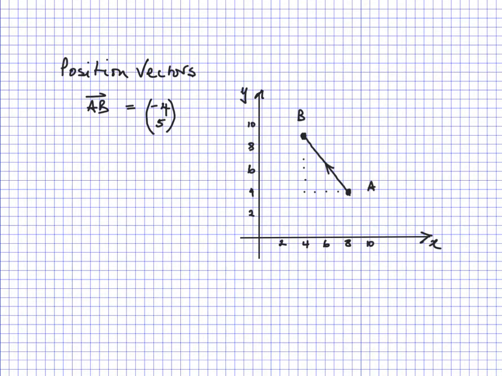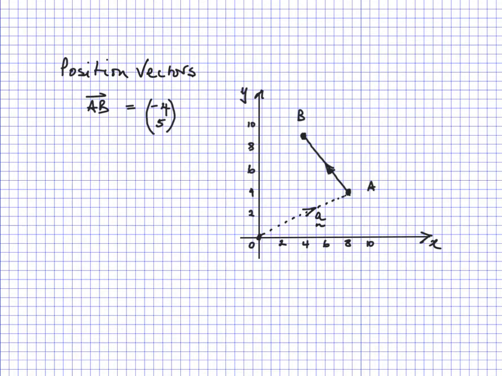Now, it's not always convenient to draw a diagram and to proceed in that fashion. So what I want to do now is to consider another way of working out the components of the vector AB. I'm going to mark the origin O, and I'm going to draw a dotted line from the origin to the point A. I'm going to call that the vector small a.